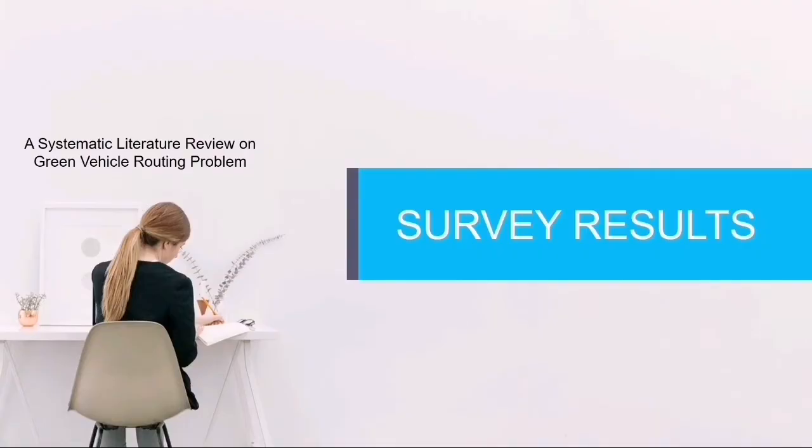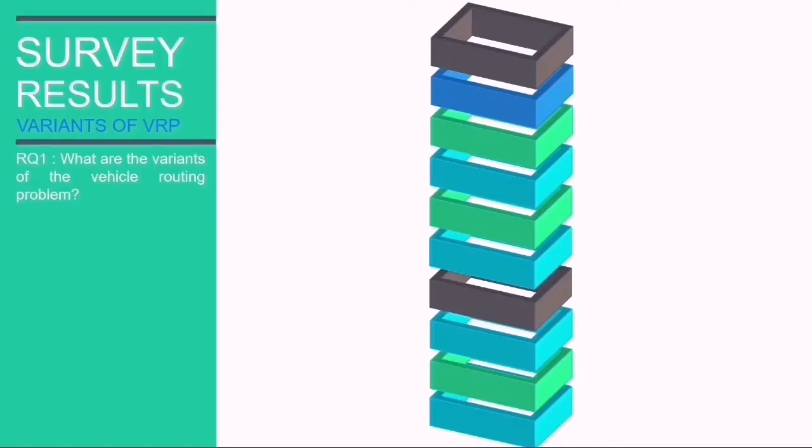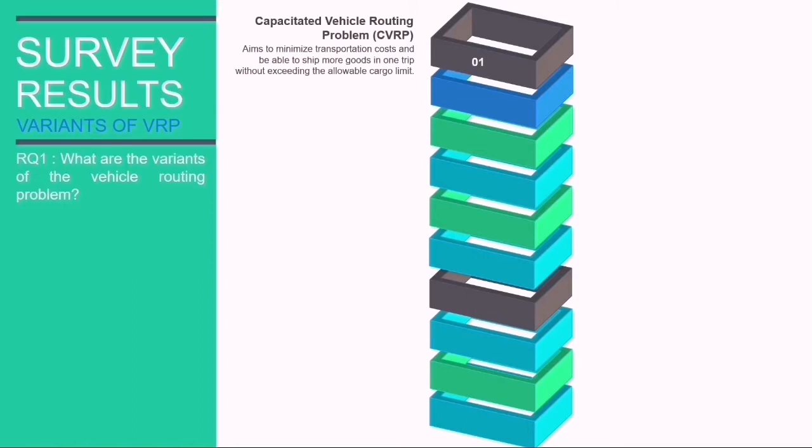The next section is survey results, which were obtained from the research questions that have been set earlier. There are variants of VRP that have been used by researchers in their papers. For this paper, I focus on 10 variants that are frequently described in the 37 selected papers. The first one is capacitated vehicle routing problem, which aims to minimize transportation costs and be able to ship more goods in one trip without exceeding the allowable cargo limit.